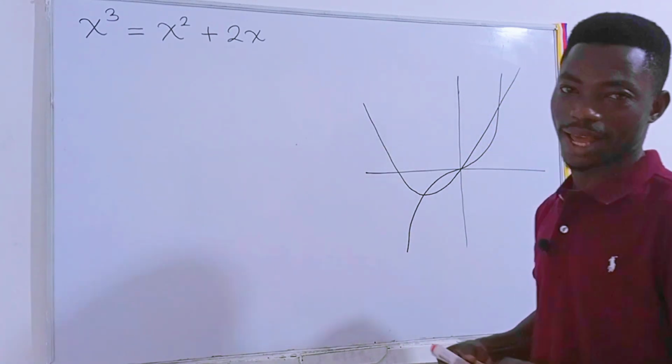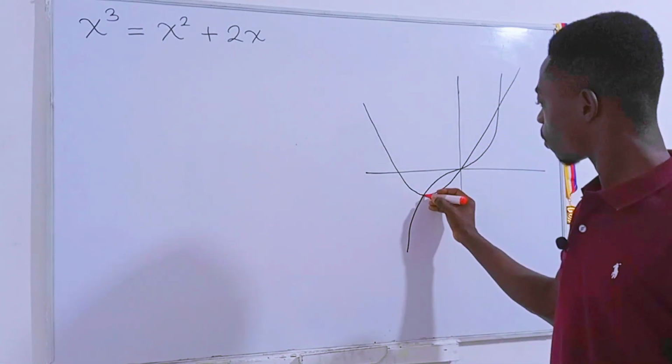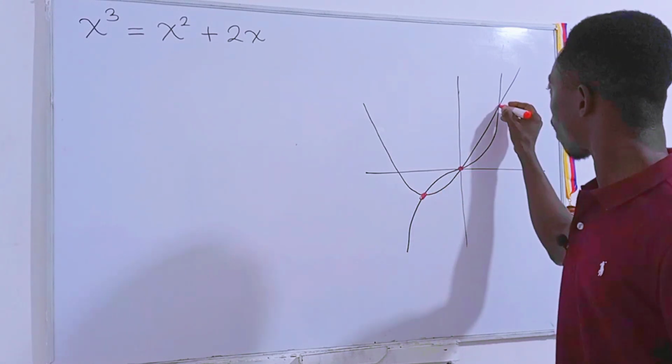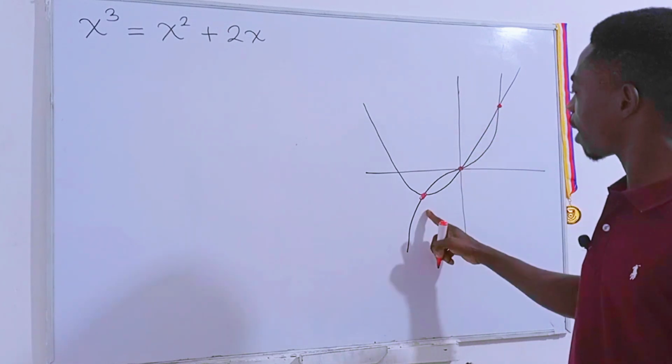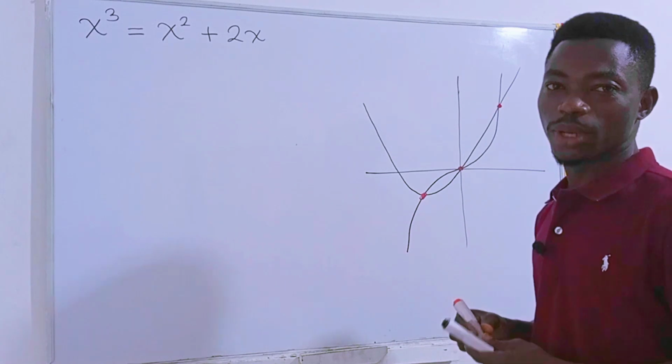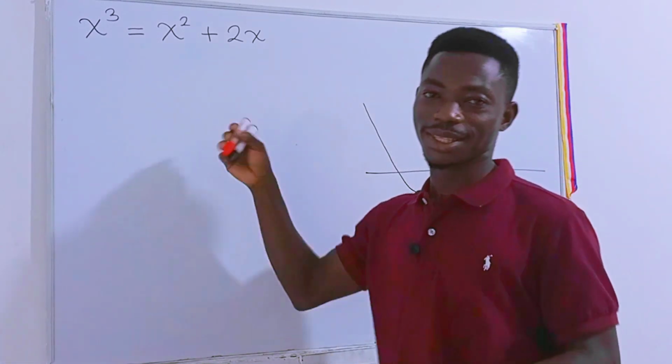So clearly we can see that we will have three solutions. One here, one at the origin, and then one right here. So we have one negative solution, 0, and then one positive solution. So now that we know this, we can actually tackle the question.